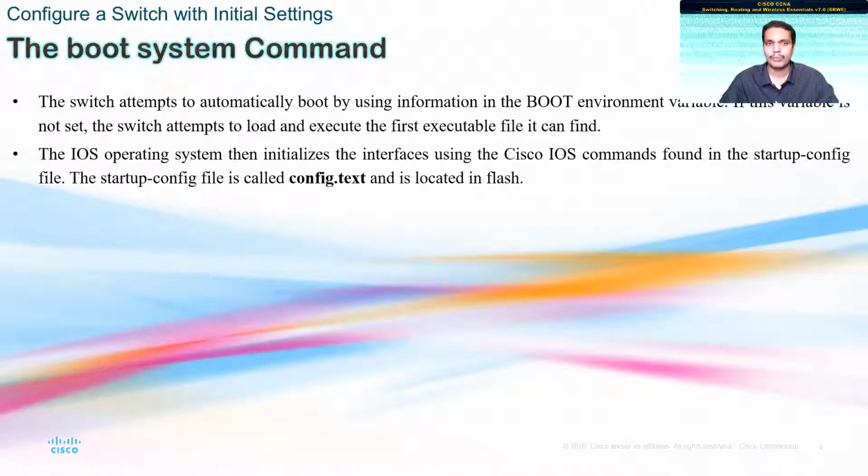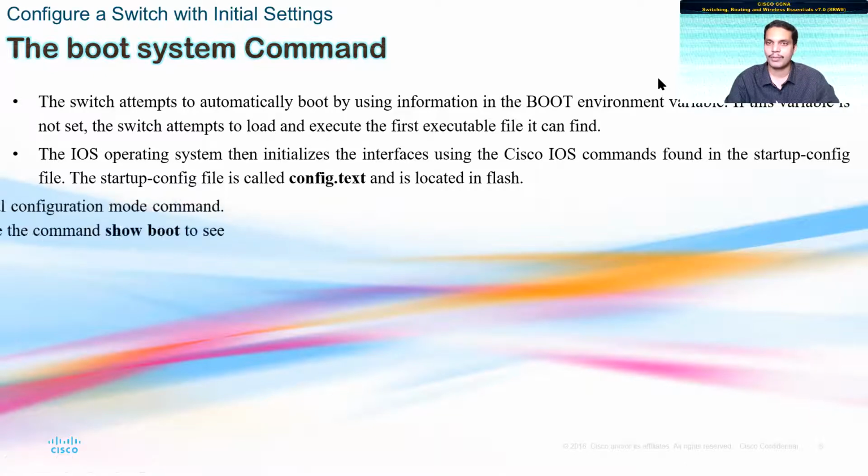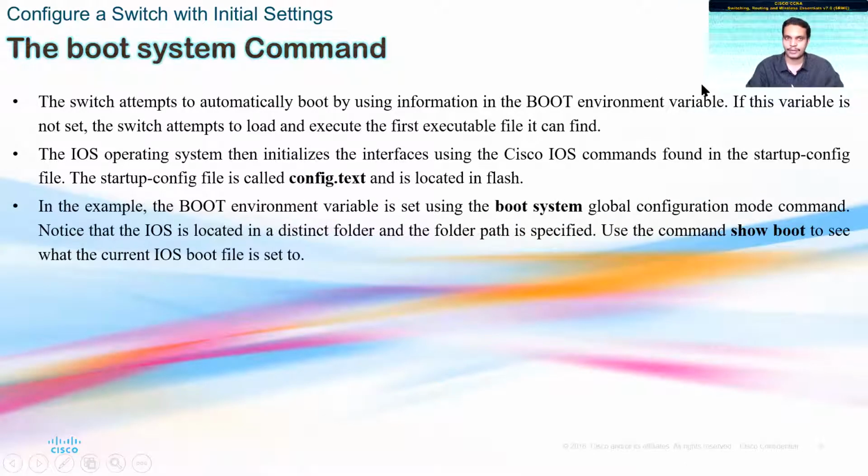Now, what do we mean by the boot system command? The switch attempts to automatically boot by using the information in the boot environment variable. If this variable is not set, the switch attempts to load and execute the first executable file that it can find. The boot environment variable is set using the boot system global configuration mode command. Generally, when we copy running-config to startup-config, the startup config file is called config.txt and it is located in the flash memory.